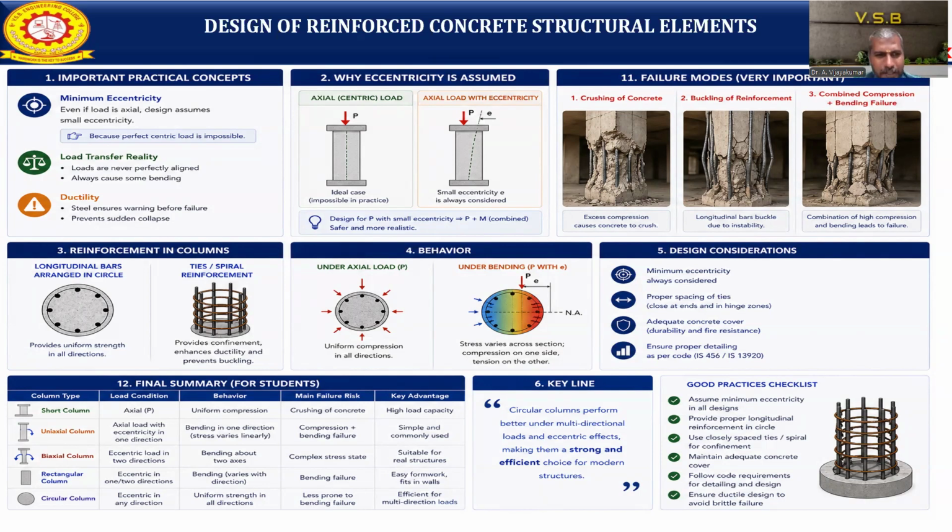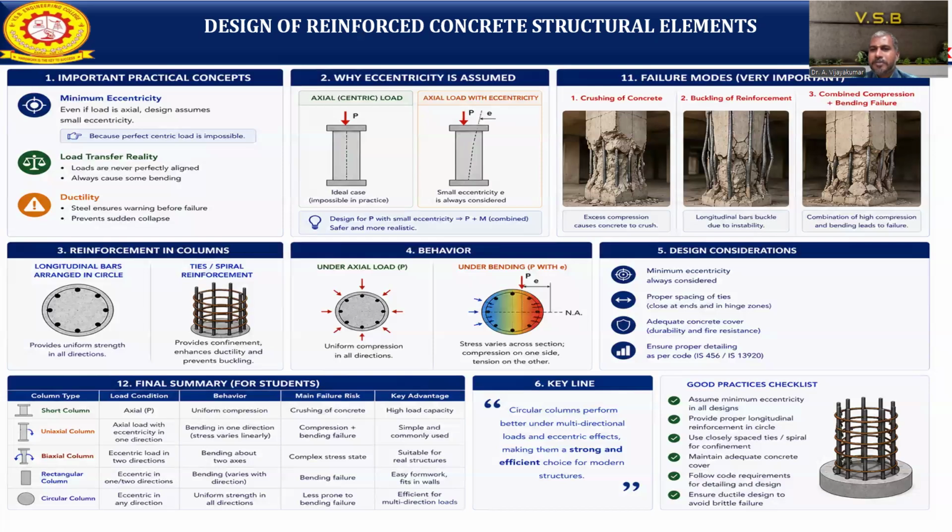Talking about ductility, it ensures a warning before failure. It will show small cracks before failure and prevent sudden collapse of the column. Why should eccentricity be assumed? An axial load is a centric load, which is ideal, but impossible in practice. That's why we need to provide minimum eccentricity as per the provision of the IS code. Small eccentricity will always be considered while designing columns.